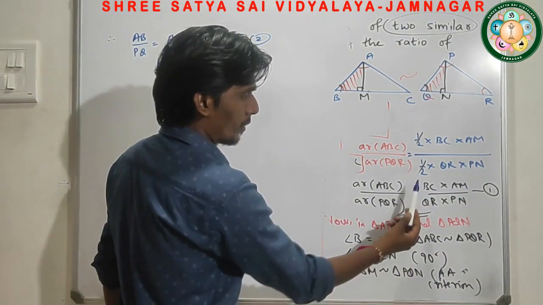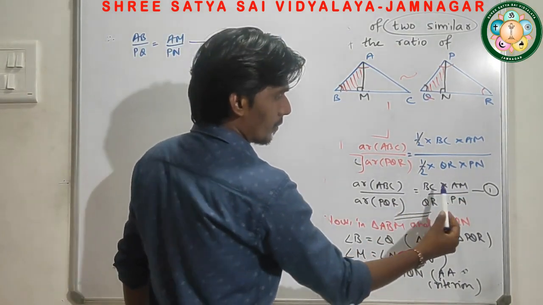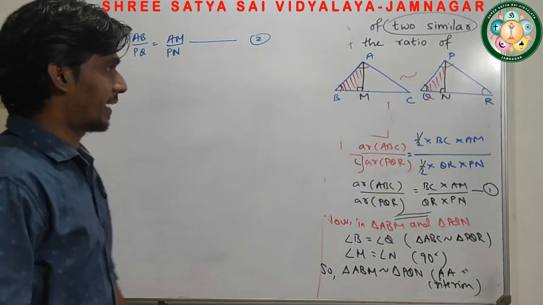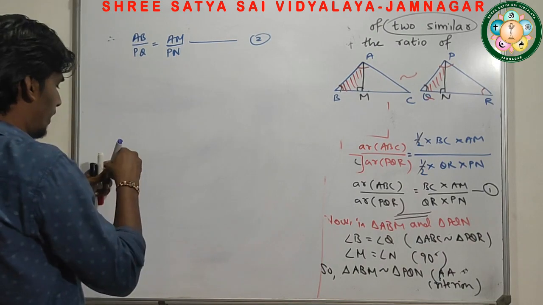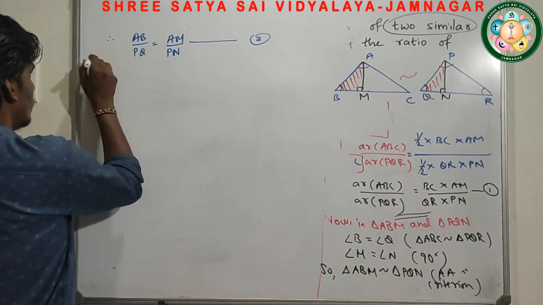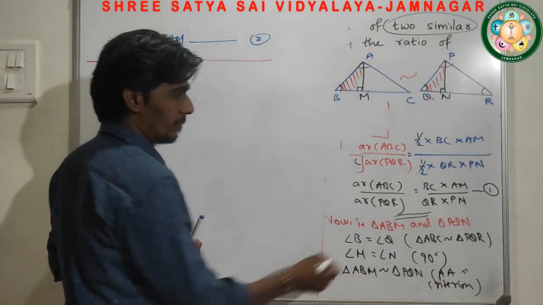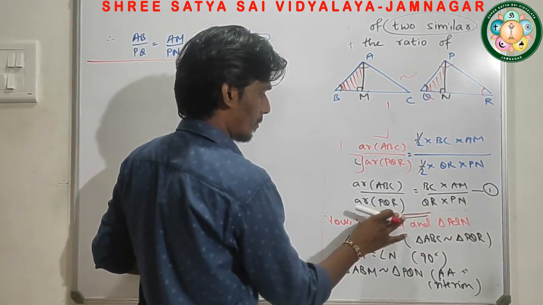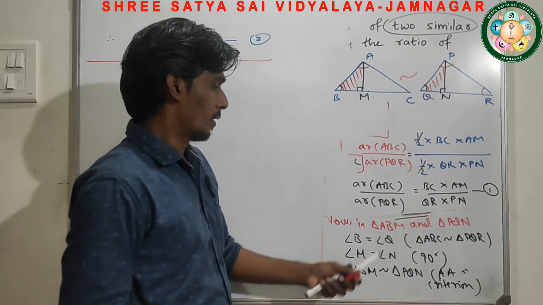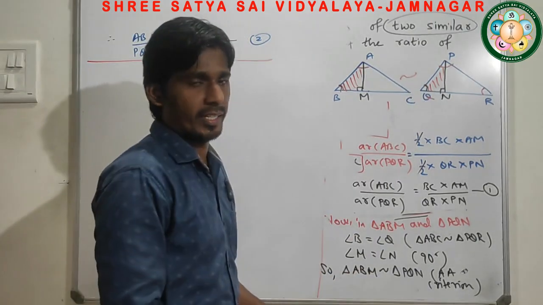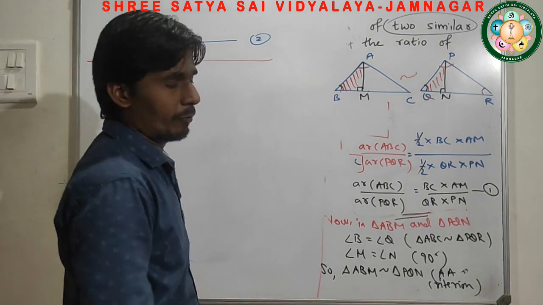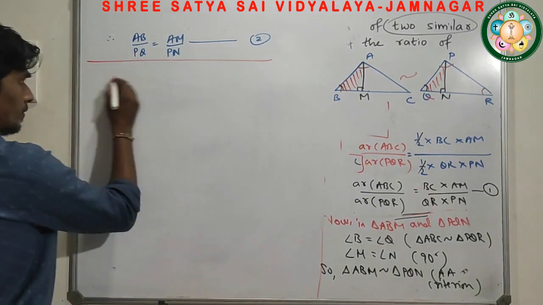What was the first equation? BC upon QR into AM upon PM was the first equation. Now this is the second equation. Now here we completed the second part of the theorem. This was the first part of the theorem till here. When I got the ratio, then I proved these two smaller triangles similar. Now the third part. Now the third part we are going to write from the given.